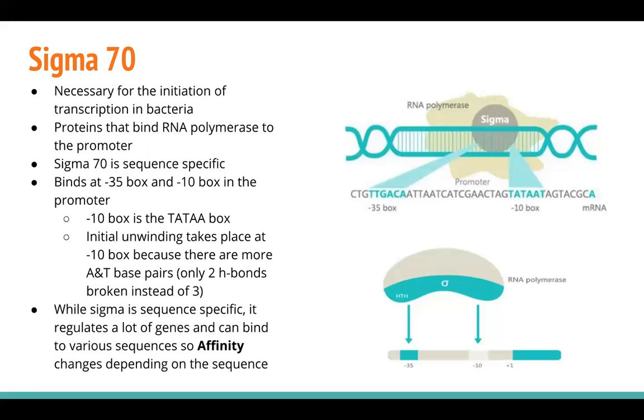And it does this to regulate a lot of genes, and it can bind to various sequences. So that's why the affinity changes depending on the sequence, because it depends on what the gene needs sigma 70 for. And that's just the way that it regulates binding and initiation of transcription.